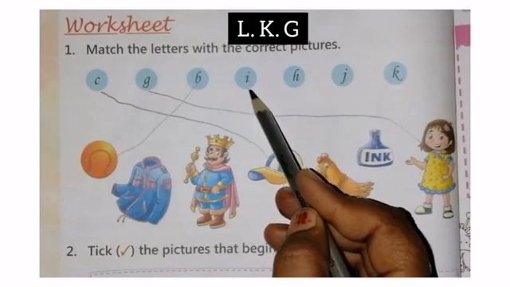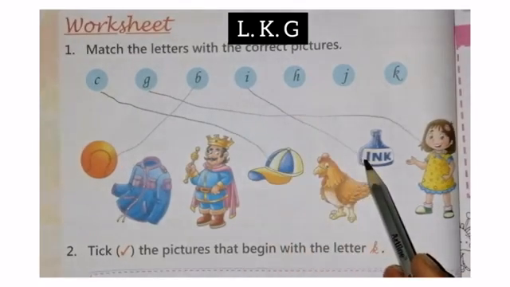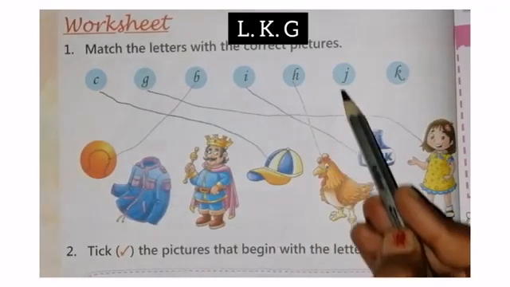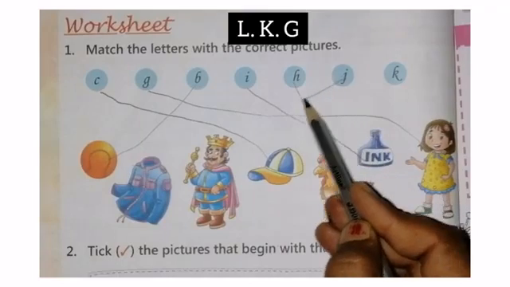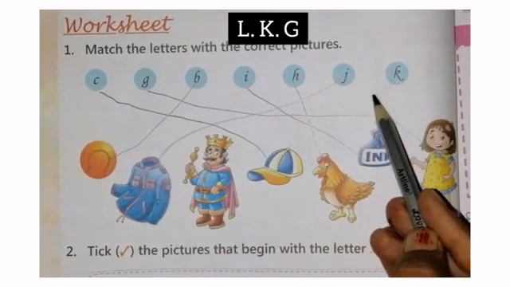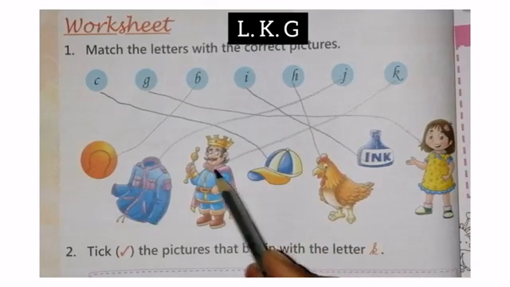I for ink pot. H for hand. J for jacket. K for king.